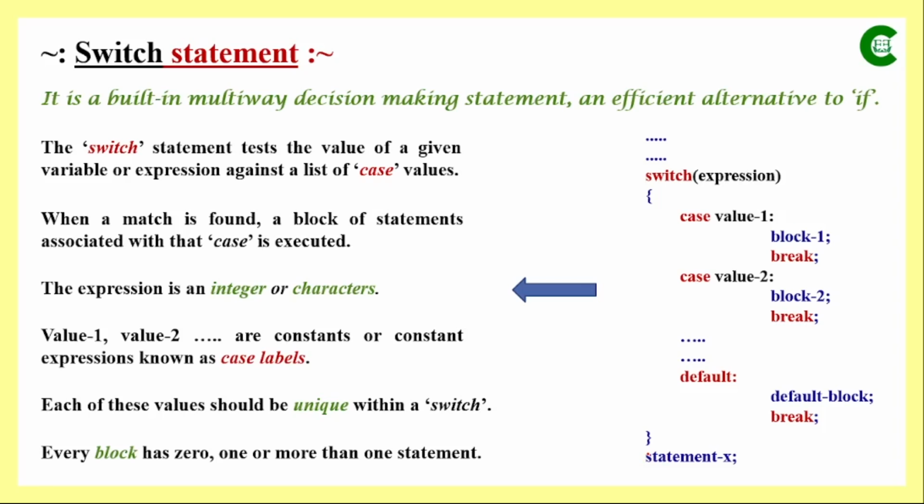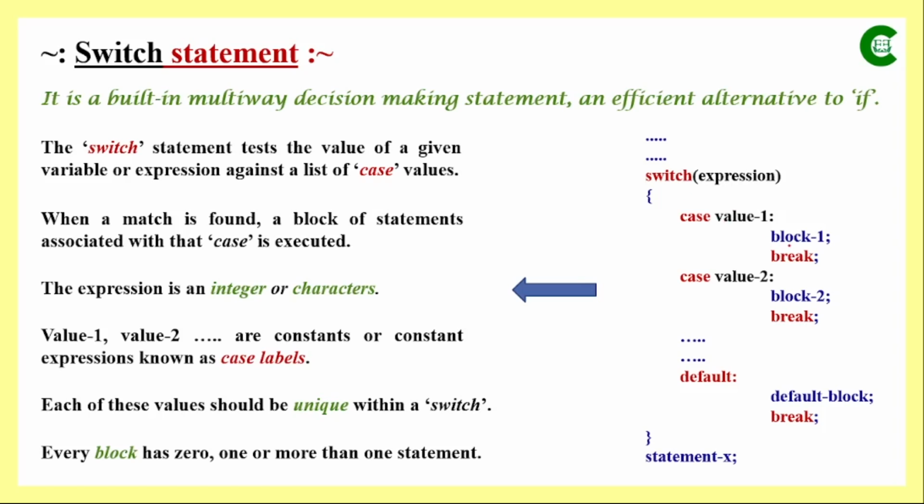Here this value 1, value 2 and all other values that will be written against every case will be either a constant or an expression that will finally give you a constant value. And all these values, value 1, value 2, value 3 till value n, will be unique in nature, meaning they will be different from each other under a particular switch statement in that program.